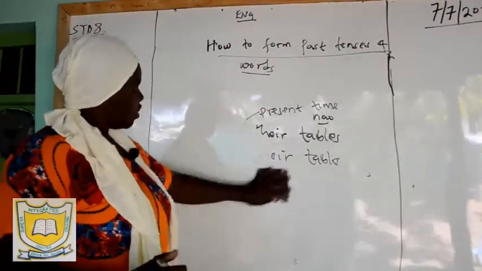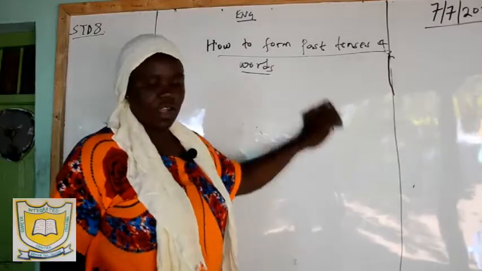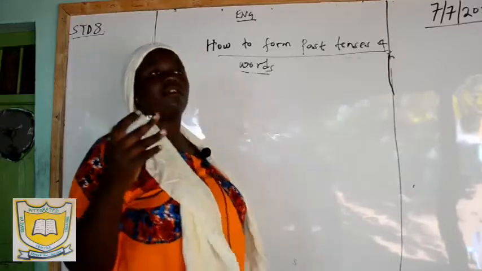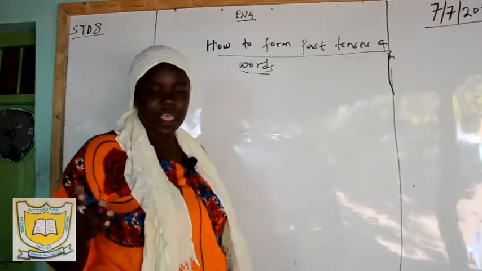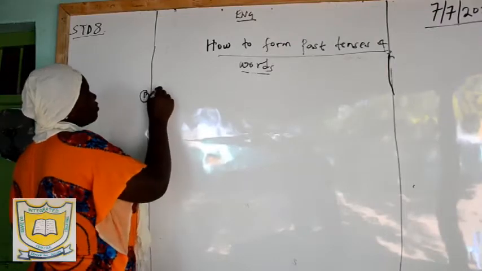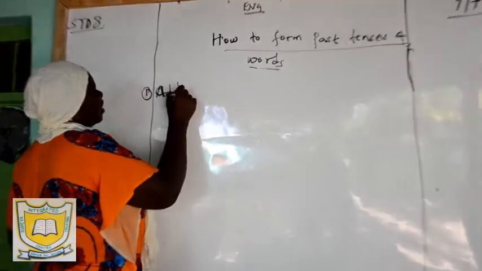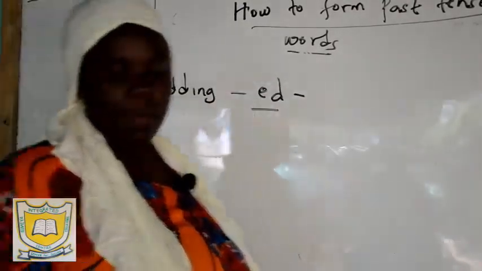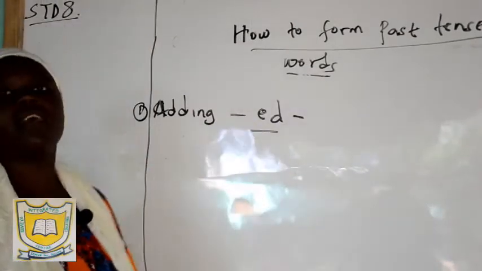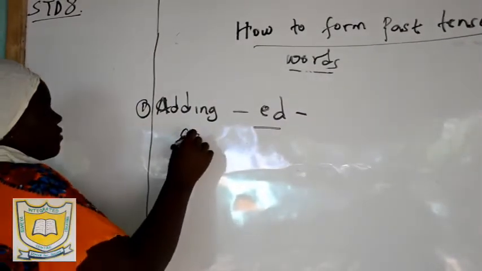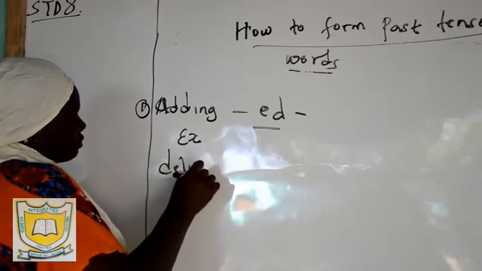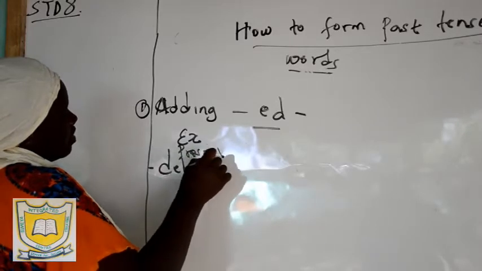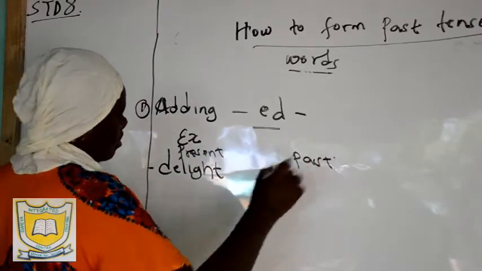Now, we are going to begin with how to form these past tenses of words, and you are going to realize that the commonest method of forming past tenses is by adding an ed. Number one, the commonest method is adding an ed to the word that you've been given, so that you come up with the past tense. For example, you can say delight. This is the present tense, and then you have the past tense.